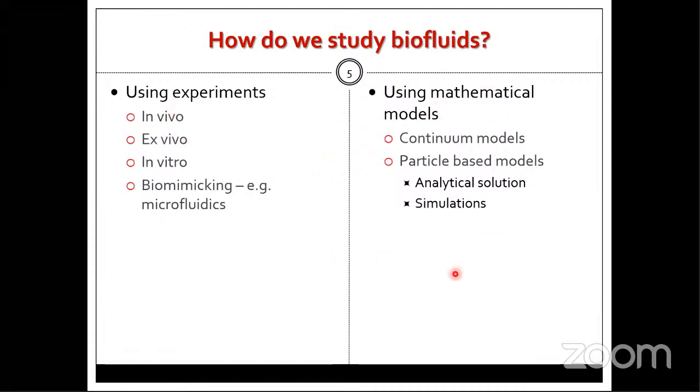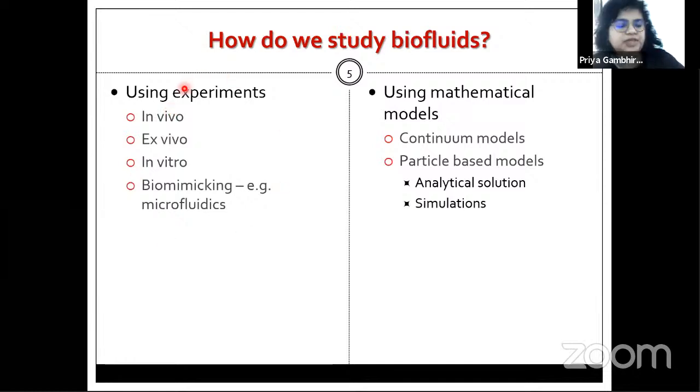So mathematical models is one approach. The other approach, which has been done since forever, is using experiments to study biological fluids. I'm not sure of everybody's background, but let me briefly tell you what in vivo, ex vivo, and in vitro mean. In vivo means that you study the fluid within the living system itself while it is within its own surroundings.